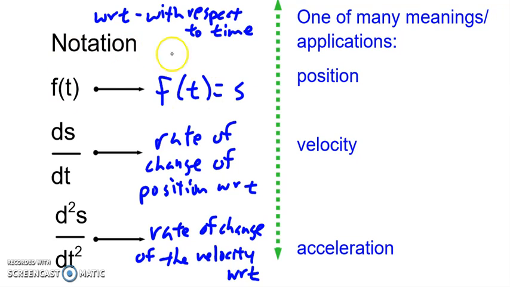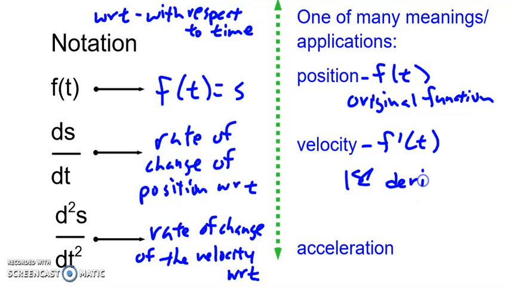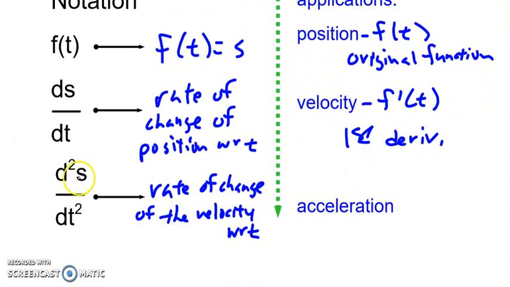Okay, so the original function here is, again, our position function. So that, again, is f of t. Again, it's the original function. It's the position. Okay. The first derivative, which is the rate of change of the position with respect to time, is velocity. So this is the first derivative. The second derivative is the rate of change of the velocity with respect to time. This is our acceleration, again, which is the second derivative.